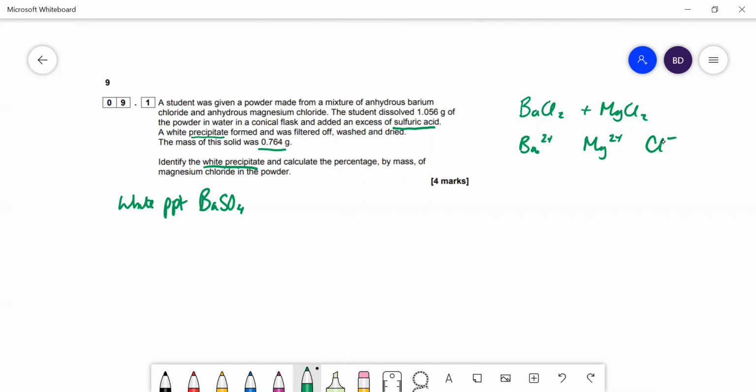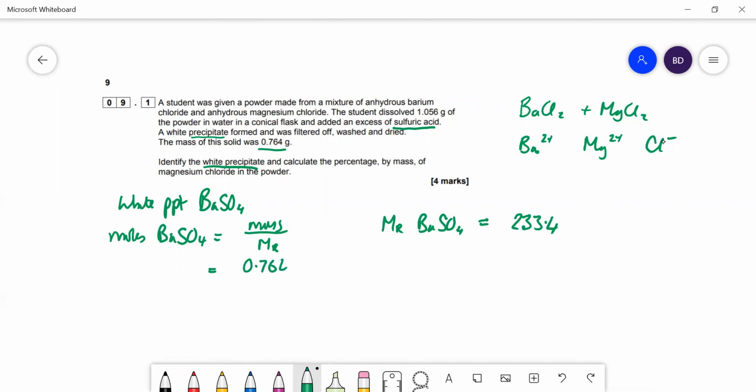Calculate the percentage by mass of magnesium chloride in the powder. So first of all we're going to find out the moles of barium sulfate, and that of course is equal to mass over Mr. The Mr of barium sulfate, barium is a pretty heavy atom, it's 137.3, so that weighs 233.4 for that. So the moles of barium sulfate are 0.764 grams over 233.4, which is equal to 3.273 times 10 to the minus 3 moles.